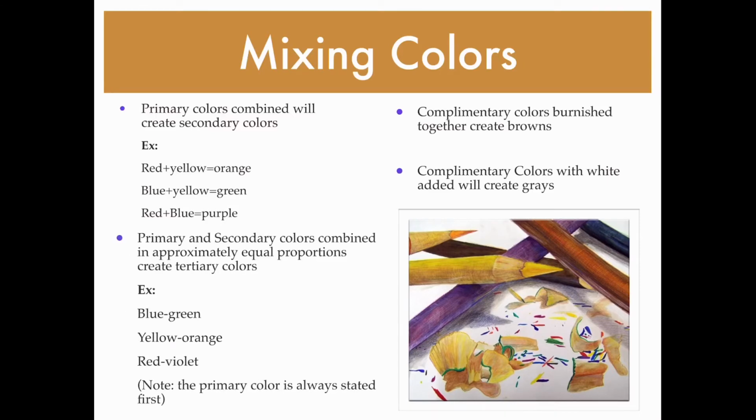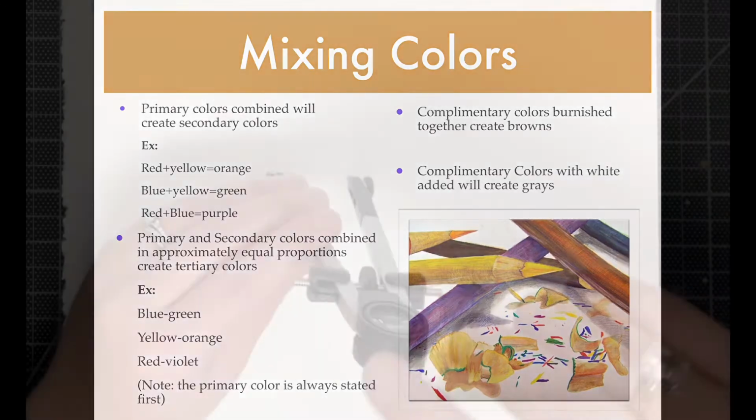And then we're going to combine primary and secondary colors together to create tertiary colors. So we'll create blue greens, yellow oranges, red violets. Now note that the primary color is always stated first. That's just a good practice when talking about colors, that you always place the primary color first when describing a particular color that you may be seeing in your photograph or your drawing.